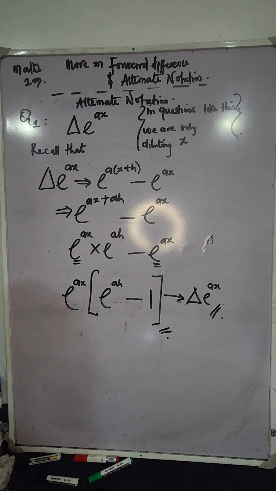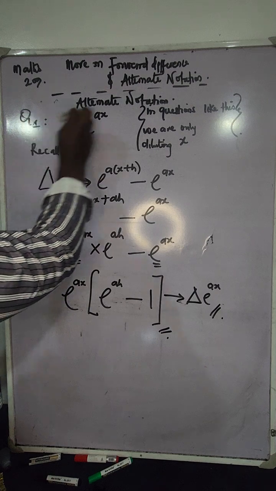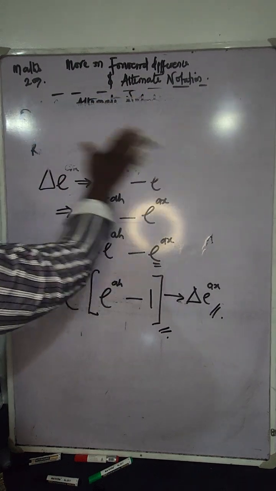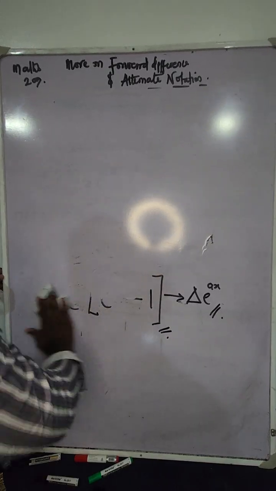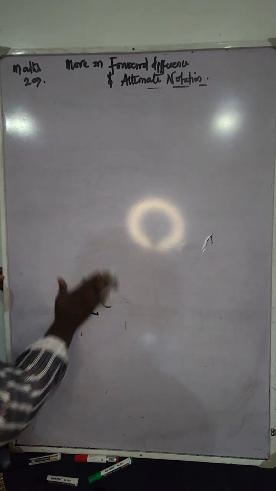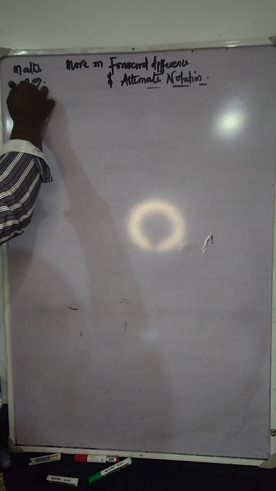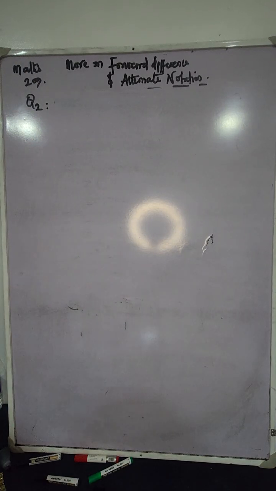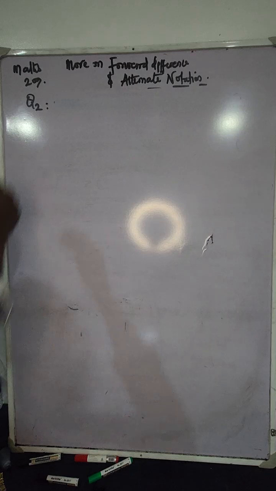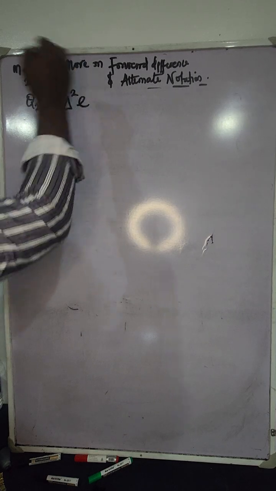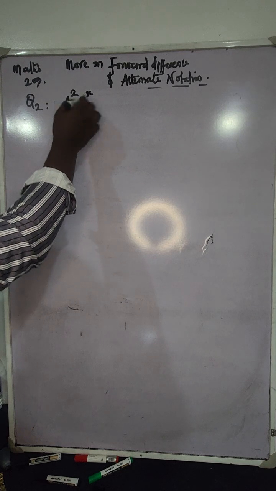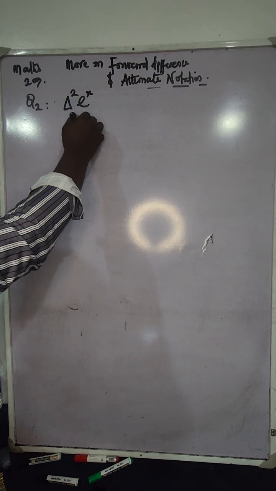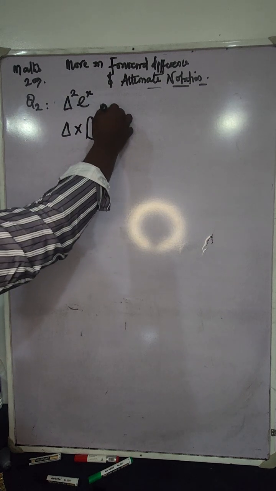Okay, let's look at an example together. Question 2. We have the forward difference squared of e to the power of x. And so we know that this is the forward difference multiplied by the forward difference of e to the power of x.